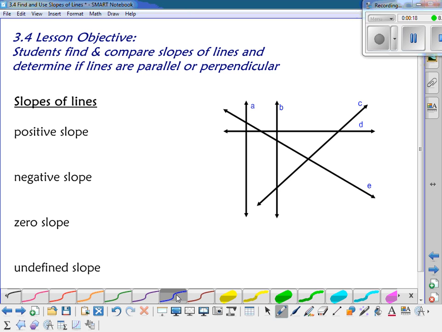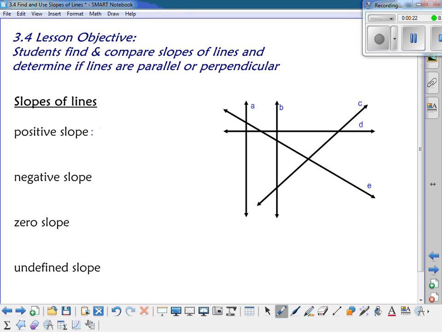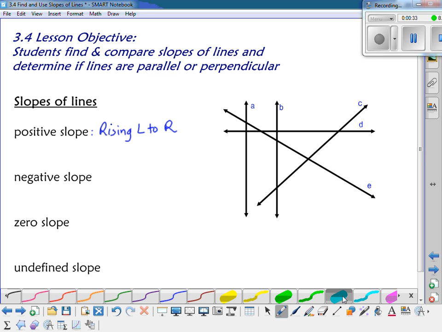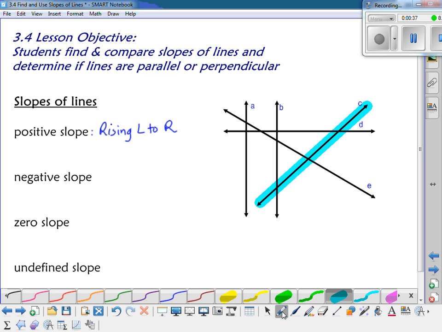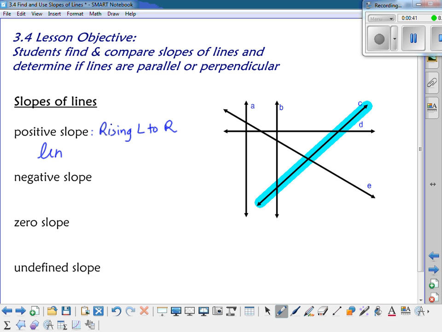A positive slope is a line that is rising as you go left to right. Think of reading. We go left to right when we read, so we're going to do the same thing to determine slope. So if I look here at my figure, I can see that line C is going up as I go left to right. So line C has a positive slope.